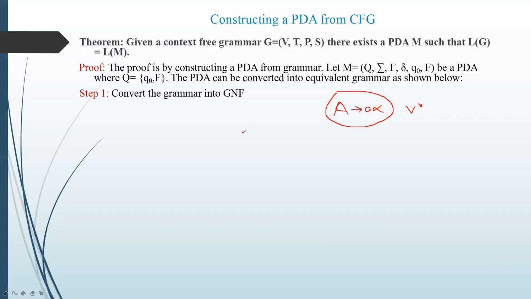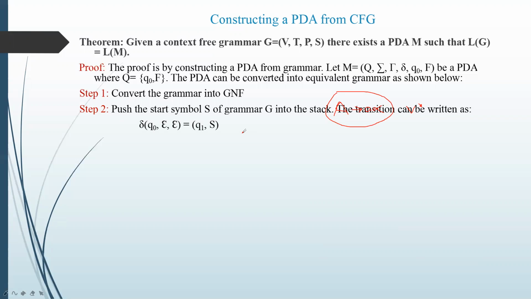So the first step is to convert the given grammar into GNF. If it is in GNF, proceed further. If it is not in GNF, we have to convert it to GNF, then proceed further. Push the start symbol of grammar G into the stack. The transition can be written as follows. The first step says to push the start symbol S of grammar G into the stack. That is, you are in the initial state q0, with no input symbol and no contents of the stack. We are going to push the start symbol S onto the stack and change the state to q1.